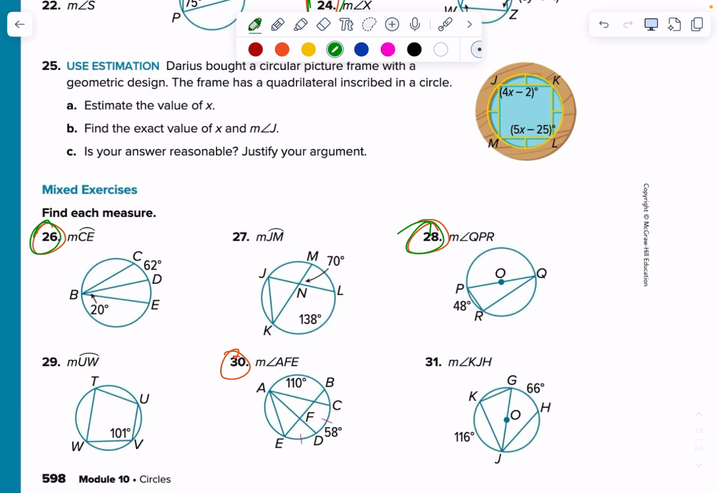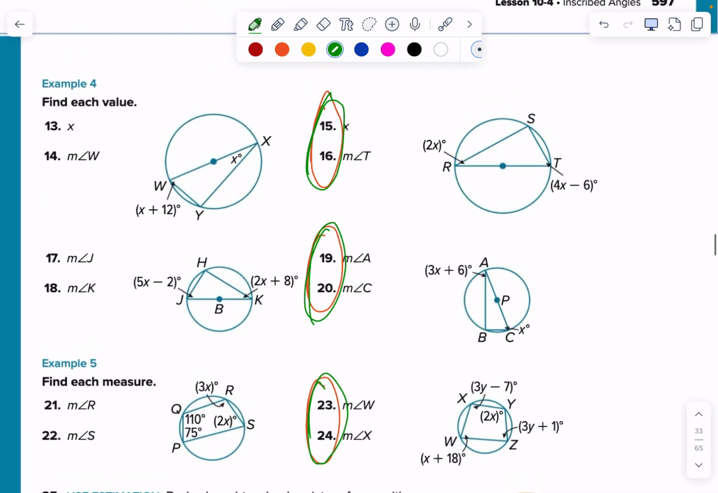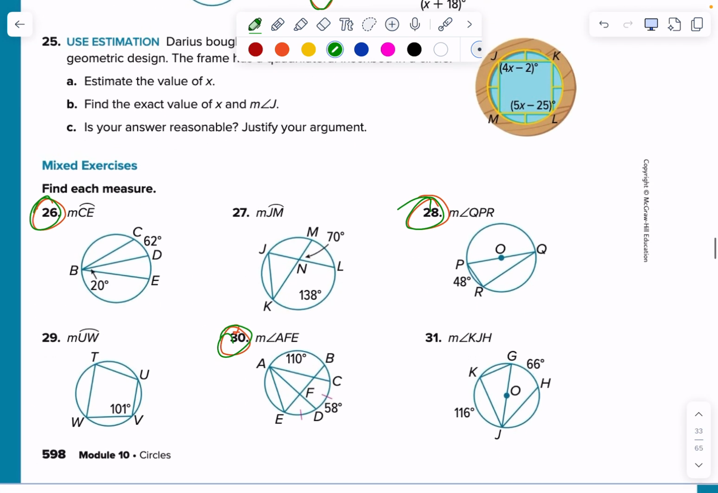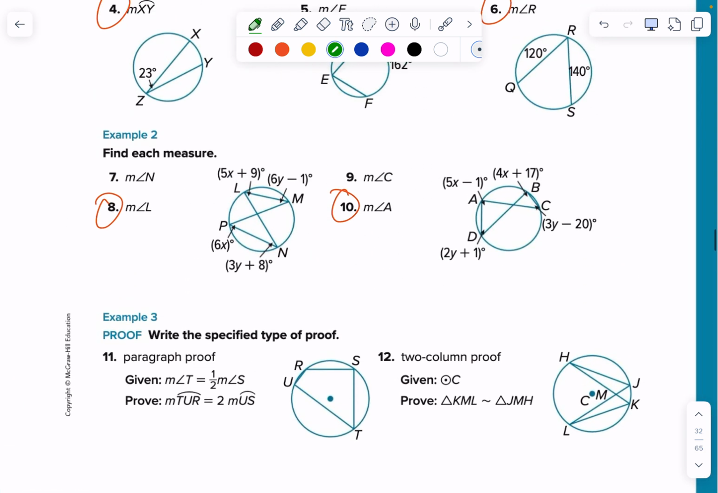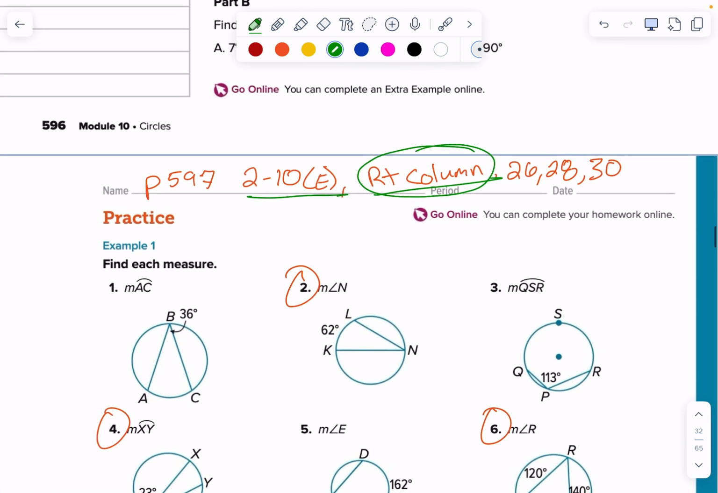So 26, 28, 30. For those of you who are watching the video, right column there, evens on the bottom, and then evens on the front side except for 12. So 2 through 10 evens. So there's that. Okay? All right, that was really fast.